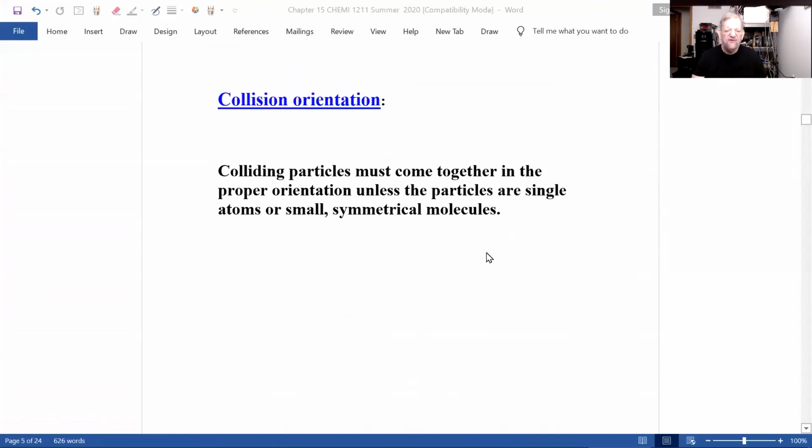And finally, the last statement for the collision theory is, for certain molecules, they have to have the proper orientation, unless they're very small. So the key thing here to remember, which you should know, is when you have molecules colliding, they must have the proper orientation. What does that mean?